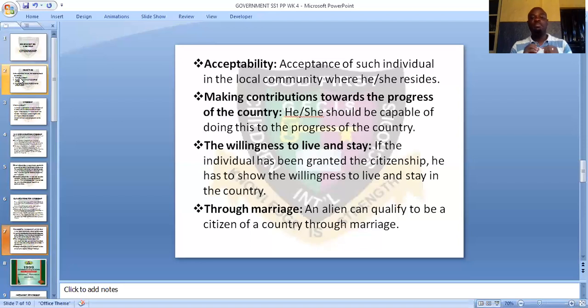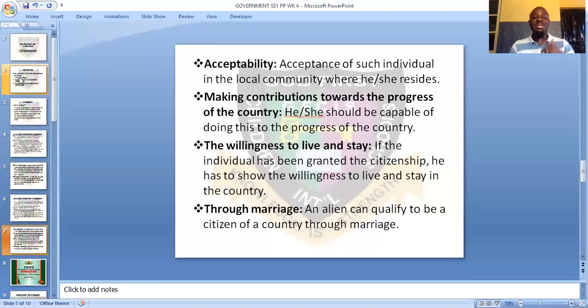If the individual is to be granted citizenship, he has to show the willingness to live and stay in the country, in the sense that you can't be given citizenship if you are not willing to live and stay in such a country, because you'll be asked, are you willing to live and stay in this country? If your answer is indifference or no, such person's application will be placed on hold. So such person needs to have concluded whether he or she is willing to live and stay in such a country for a very long time.